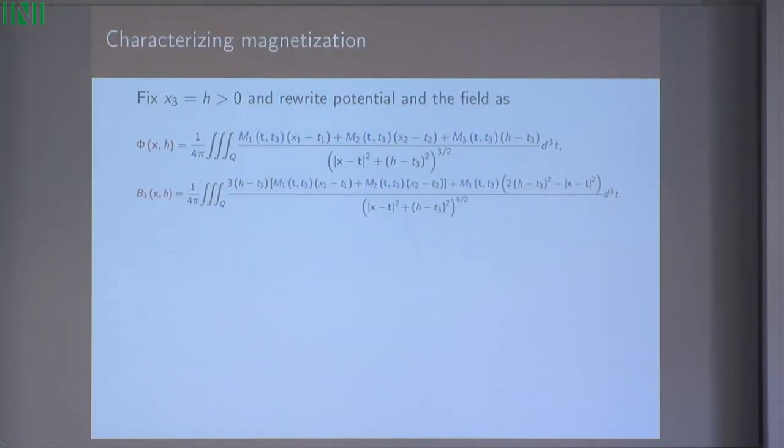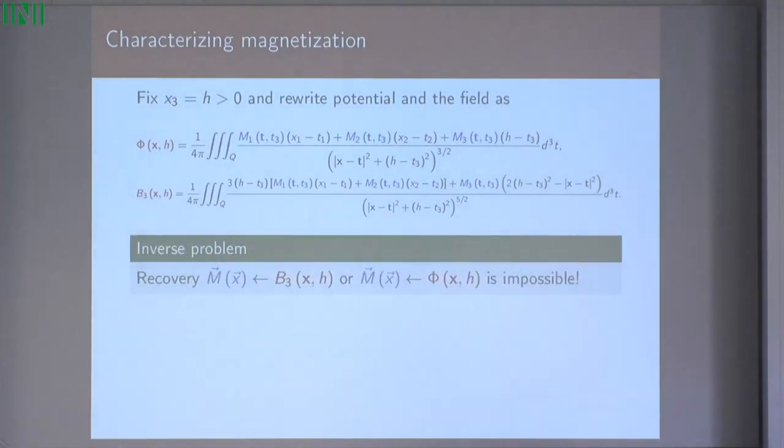Here the red things are what is somehow accessible, even though only B3 is accessible in reality, and the blue is what we want to find. The magnetization is what we want to restore from the left-hand side. So this is an inverse problem, and it is an inverse problem with a very bad prognosis.